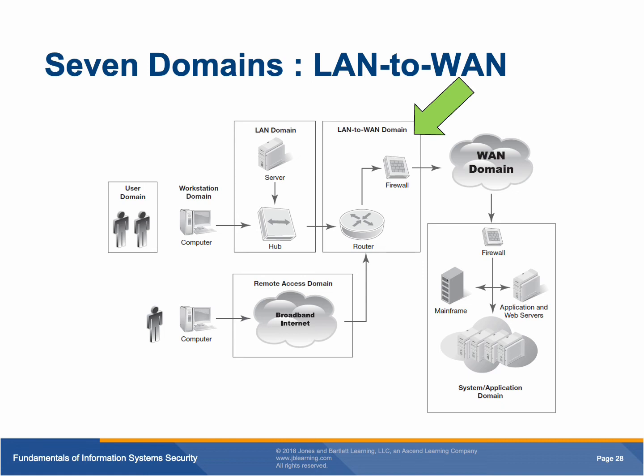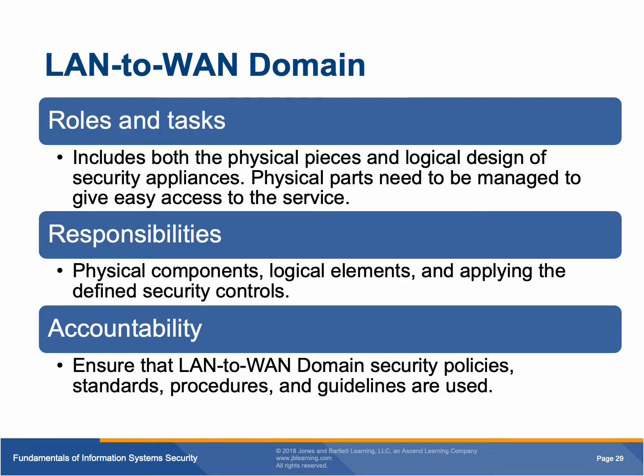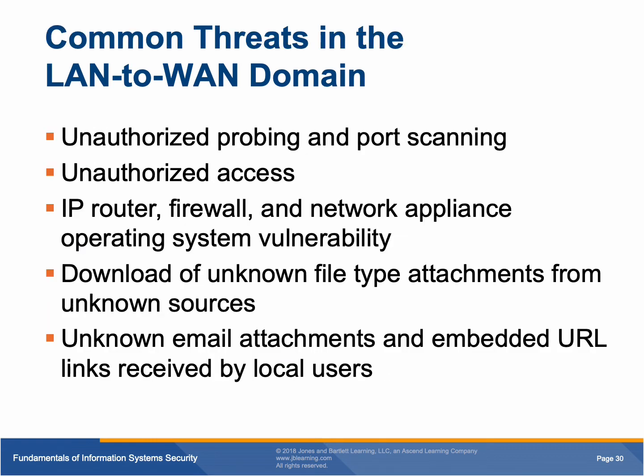So the next domain: we have the local area network, and we'll talk about the wide area network after this. But between the two, there's the LAN-to-WAN domain. This is basically the routers and the firewall that are connecting them. This is really the physical door, so we need to make sure that these appliances, these security devices, are well maintained, well segregated from the rest of the network, and well configured, and that we have logical rules, firewall rules, in place that control how the information circulates between the local and the wide area network.